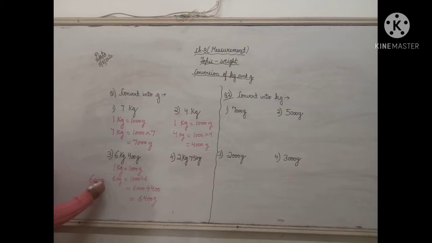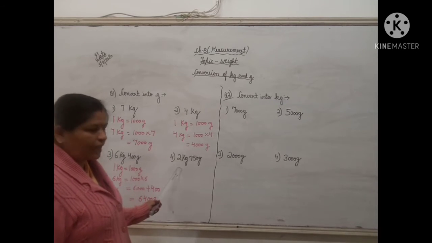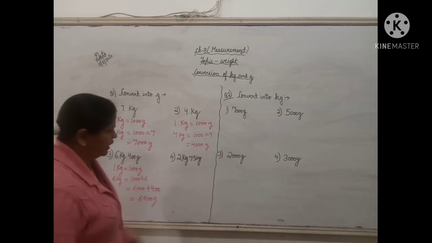How will we add? Write down 6000, then 400. Put the sign of plus. 0 and 0 will be 0. 0 and 0 will be 0. 0 and 4 will be 4, and 6. So the answer is 6400 gram.